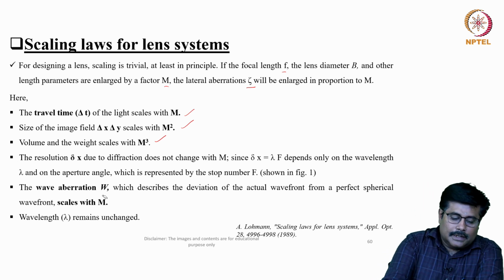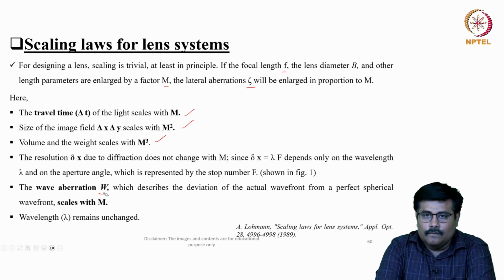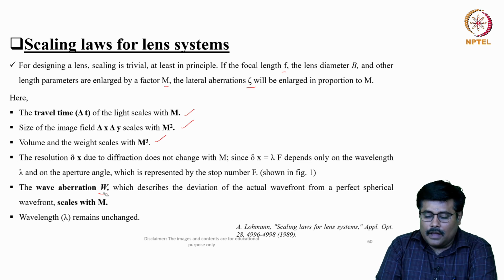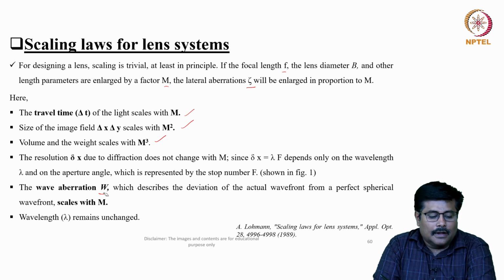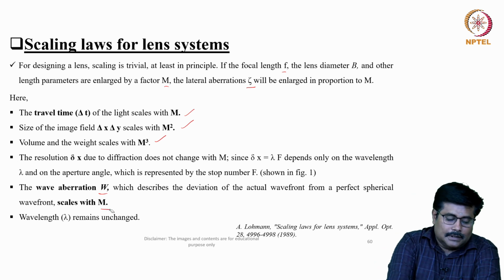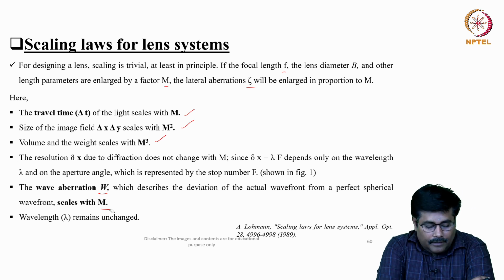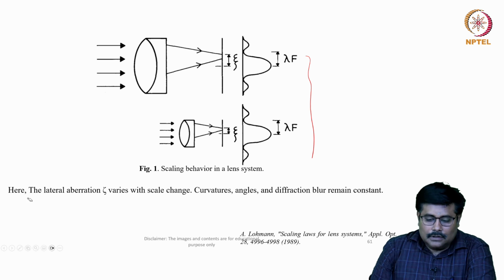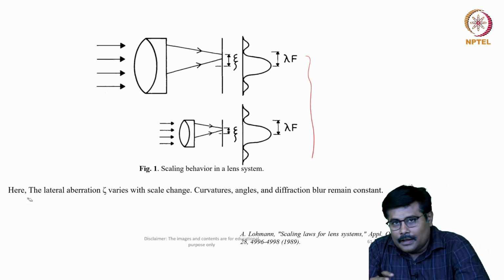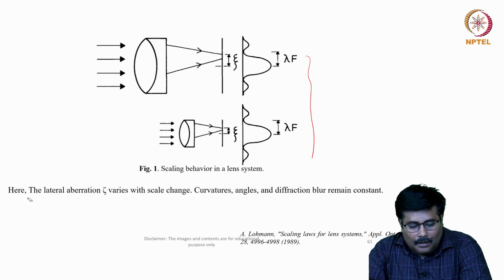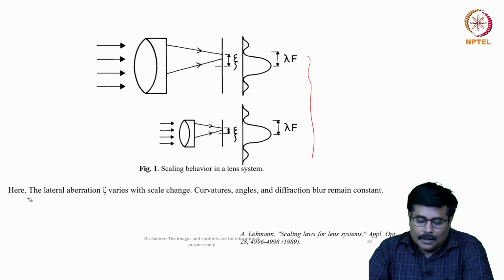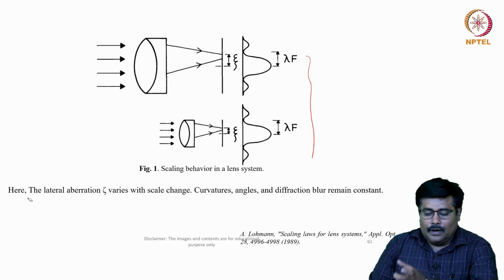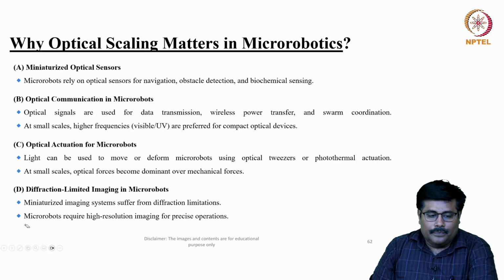The wave aberration is represented by w, which describes the deviation of the actual wavefront from a perfect spherical wavefront, and it scales with m. The wavelength lambda always remains unchanged. So this is the scaling behavior in the case of a lens system, where the different parameters are being addressed. Here the lateral aberration varies with the scale change. The curvature angles and the diffraction blur remain constant.